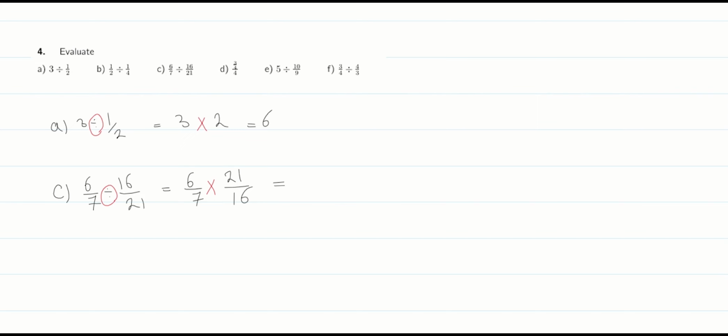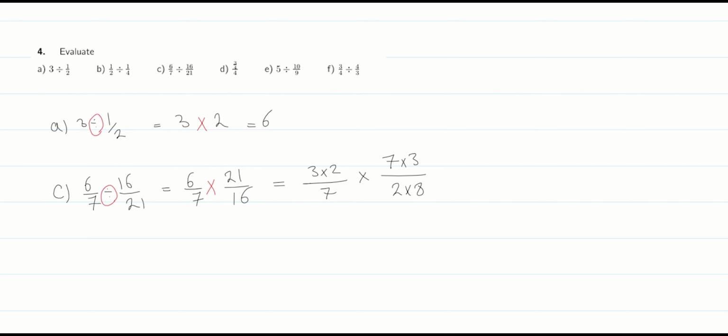Now, as I mentioned on the previous question, before proceeding with the multiplication, we're just going to simplify these numbers in here. So I'm going to write 6 as 3 times 2. 7 is a prime number, so it's going to be written as 7. Then we have 21. It can be written as 7 times 3. And we have 16, which can be written as 2 times 8.